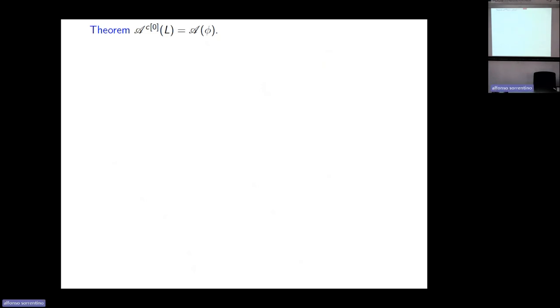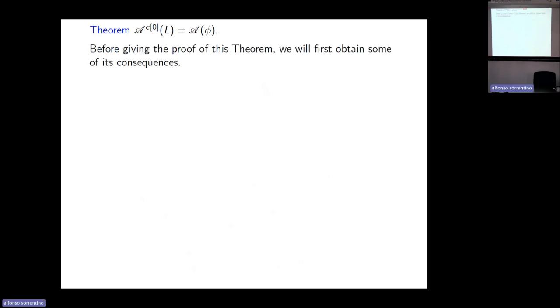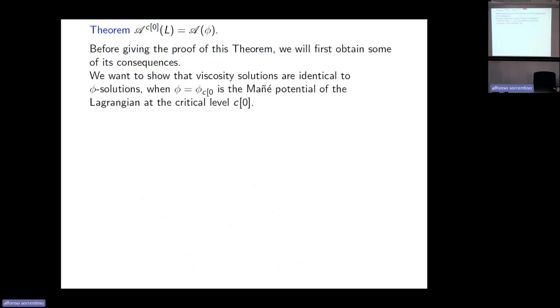Okay, now the next step, we already know that A phi is included in AL. We want to show equality. I will do that after using this to prove the consequences of this. So already with this theorem, we know that the two concepts of Aubry sets give the same set. We want to show that the viscosity solutions are identical to the phi solutions. Okay? Of course, the subsolutions are the same, as we will see.